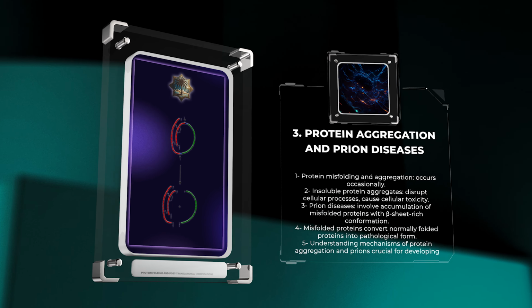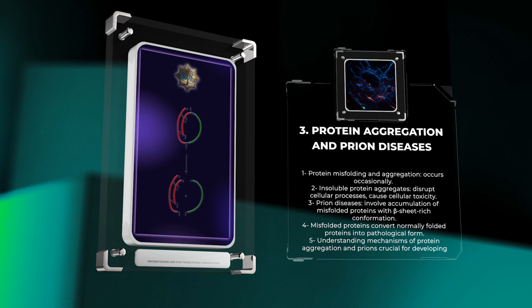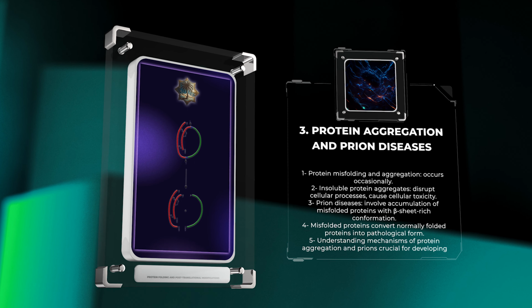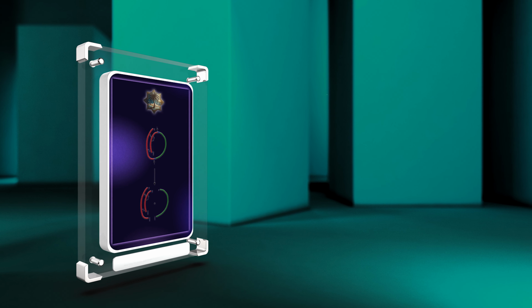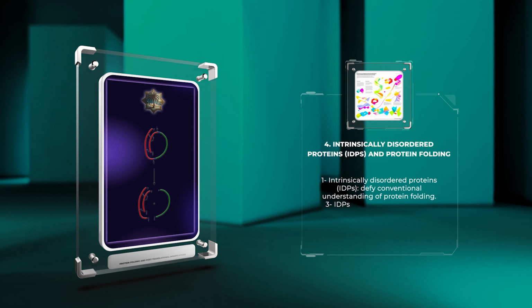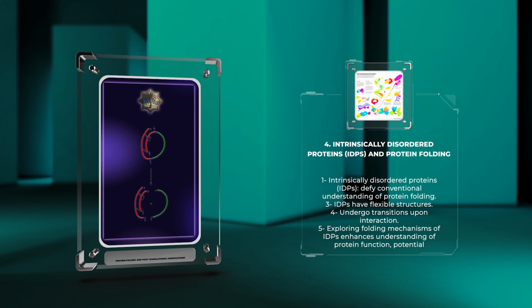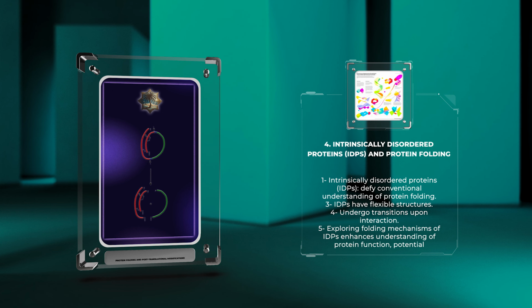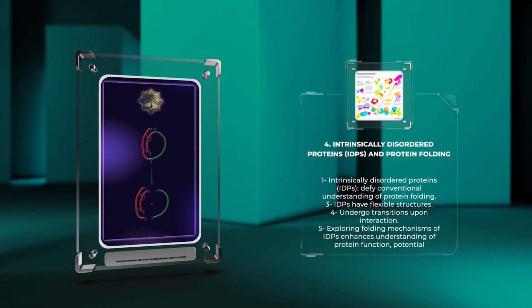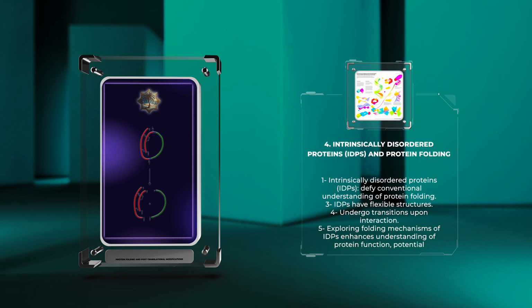Understanding the mechanisms underlying protein aggregation and the unique properties of prions is crucial for developing therapeutic strategies aimed at preventing or reversing these devastating diseases. Intrinsically disordered proteins, IDPs, defy conventional understanding of protein folding, highlighting their functional importance in cellular processes. IDPs have flexible structures that undergo transitions upon interaction, enabling adaptability. Exploring their folding mechanisms has enhanced our comprehension of protein function and potential therapeutic opportunities.